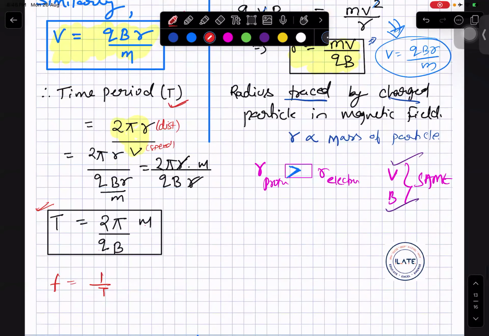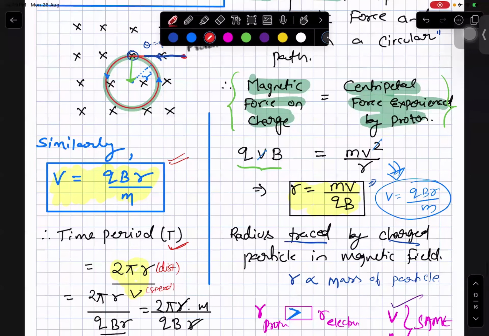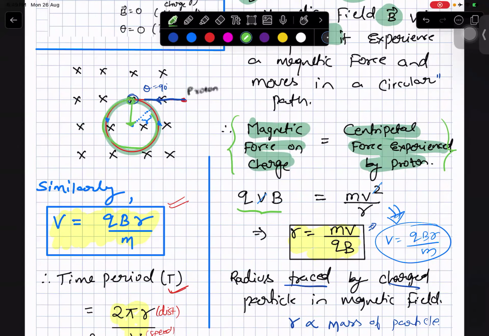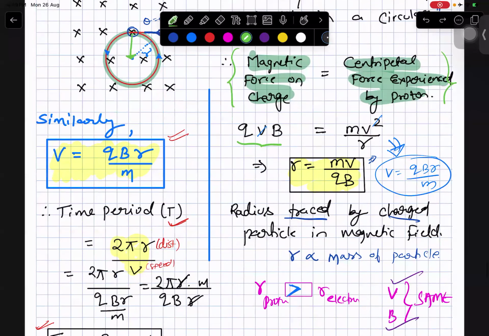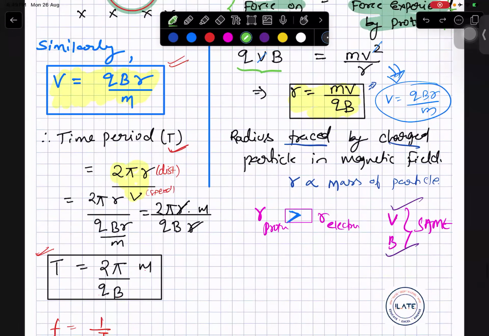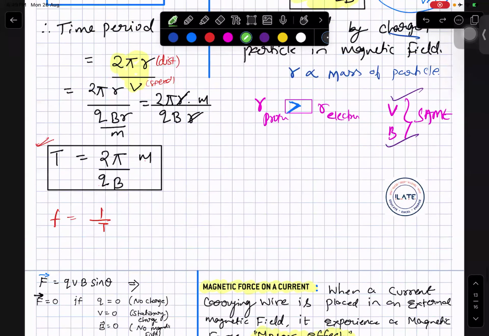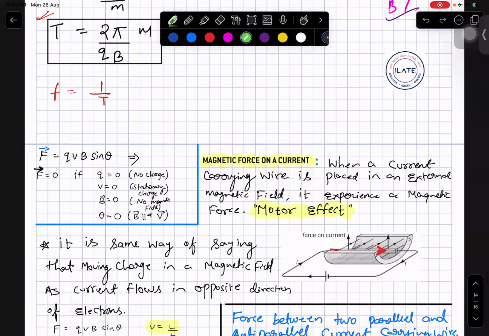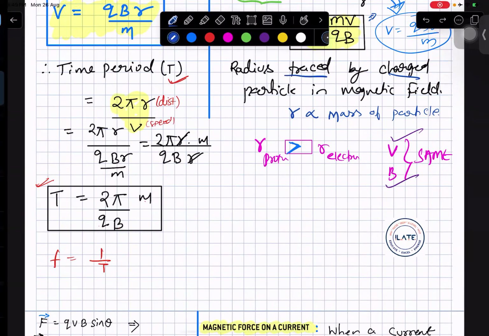Makes sense, logically. But when will I need frequency, sir? I thought that's on waves, no? When will I need the frequency, though? They'll ask you what will be the frequency of rotation of the charged particle in a magnetic field. So I just do 1 upon the time period, and the time period you can calculate like this. You understood this physics, right?